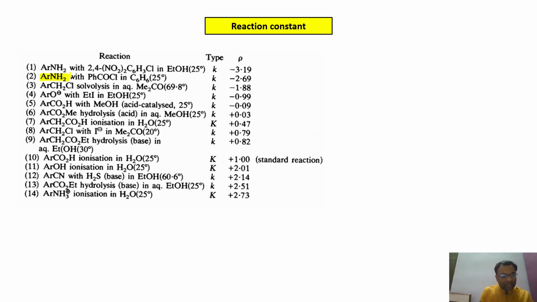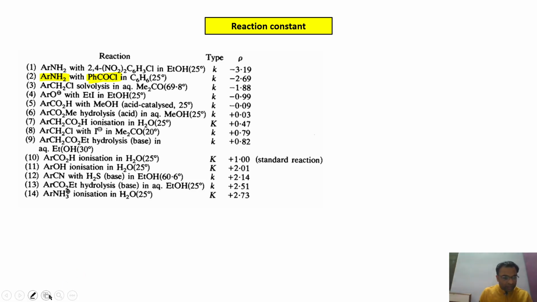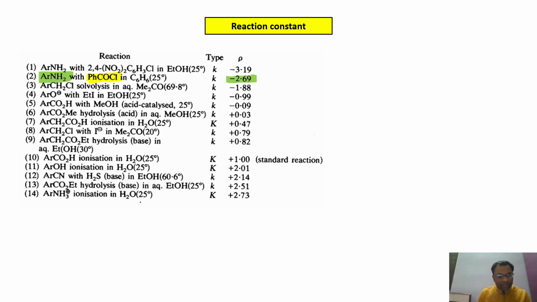The second reaction is the reaction of aromatic amine with benzoyl chloride. Here also, if we consider the aromatic amine as the reaction center, then for the nitrogen of this aromatic amine the rho value must be negative, that is minus 2.69, as electron density is going away from the reaction center.